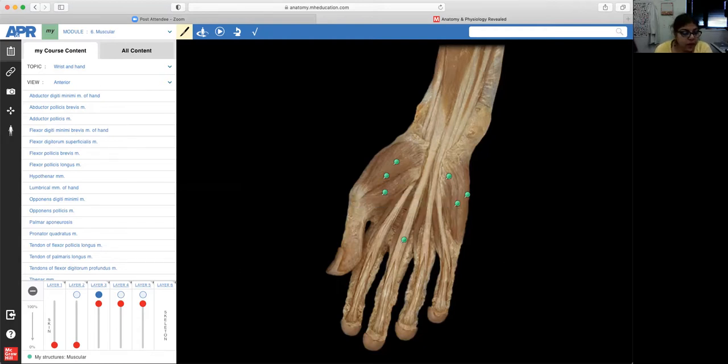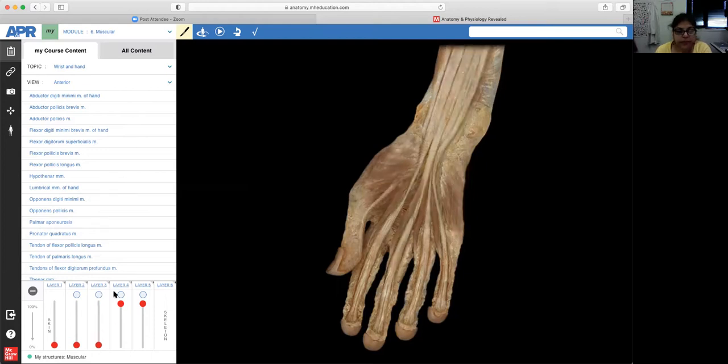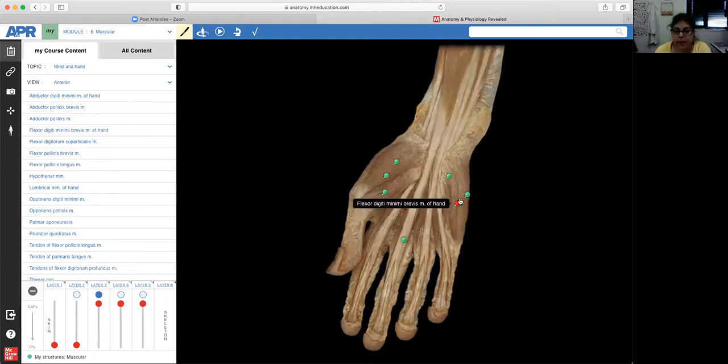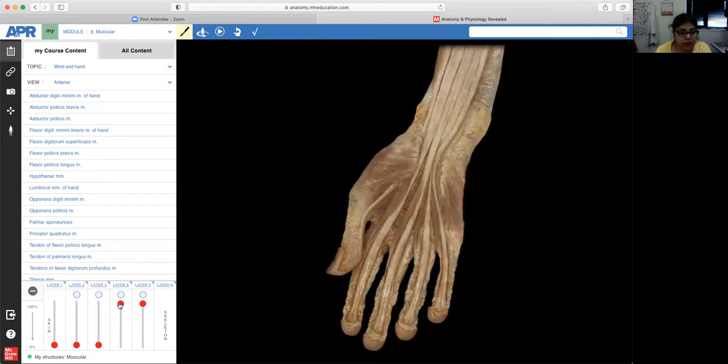Okay. Oh, we did that. Okay. Opponens pollicis, right? And so that is also attached to your thumb. Okay. Flexor pollicis, lumbrical, that's a bundle actually, lumbrical muscle of the hand, opponens digiti minimi, and then tendons of flexor digitorum. So when you remove the muscle more and more, you can start to see the tendons that connect the muscle to the bone.